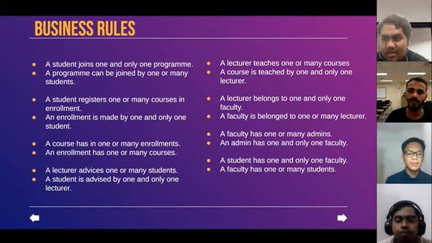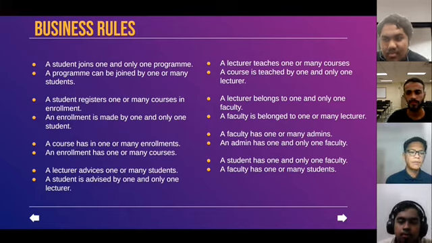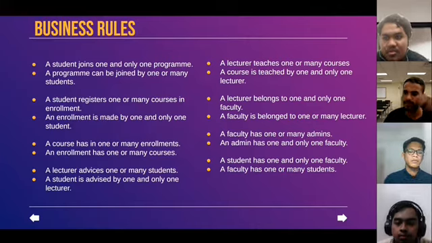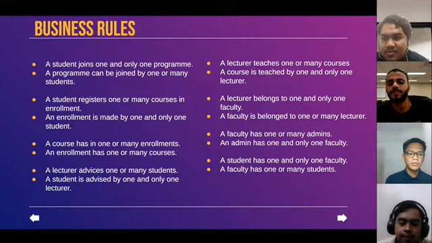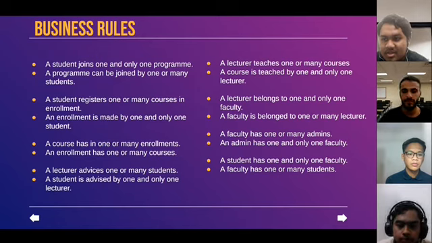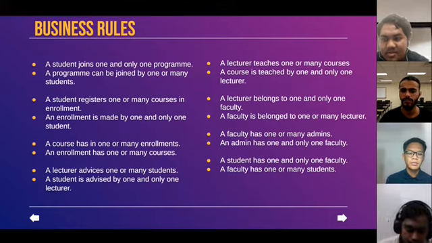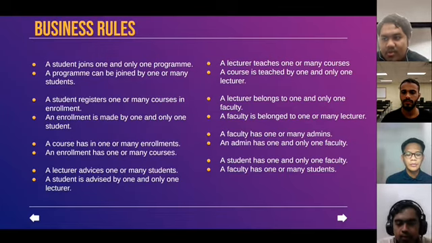The next point is between the lecturer and faculty. A lecturer belongs to one and only one faculty. A faculty has one or many lecturers. The next point is faculty and admin. A faculty has one or many admins, and an admin has one and only one faculty. The last point is between the students and the faculty. A student has one and only one faculty. A faculty has one or many students.